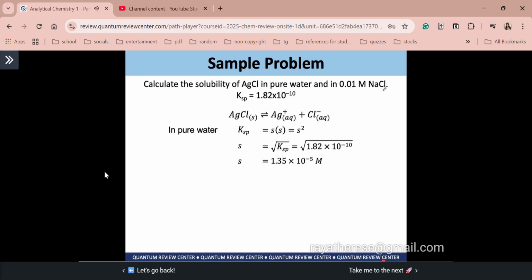So class, magkakaroon tayo ng common ion. Ano yung common ion ma'am? Parehong ion, chloride. Okay? So chloride is now present in the medium. Ano kaya ang effect nito? So magiging bagong solubility na silver chloride. So class, your silver is still S, yung term para sa kanya. Pero ang chloride, ang term na ngayon para sa kanya ay S plus 0.01. Okay, I hope you can follow.